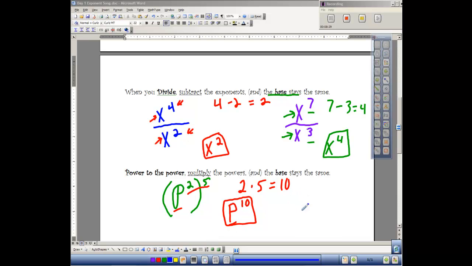So I have c to the 3rd power, and I'm going to multiply it by 7. So I have c to the 3rd power multiplied by 7. Well, I'm going to come over here and bring down my base. Remember, power to a power. That's what this is. 3 and a 7. So I have 3 times 7, that equals 21. So my answer is c to the 21st power.